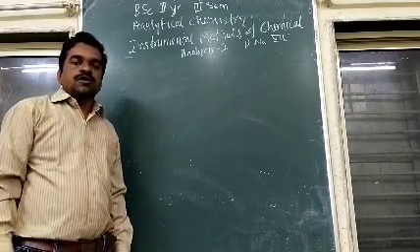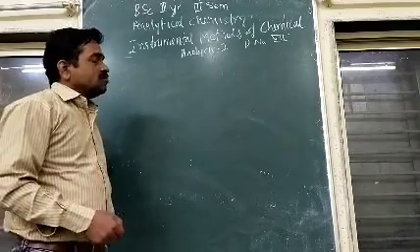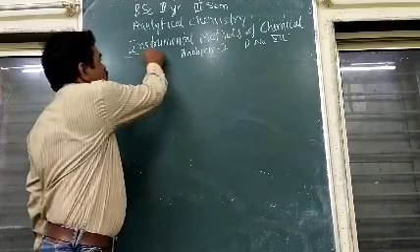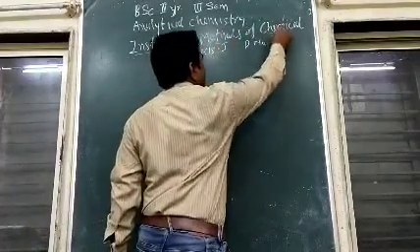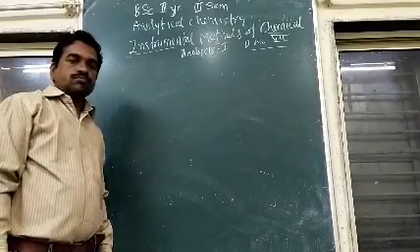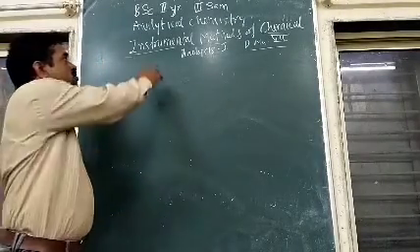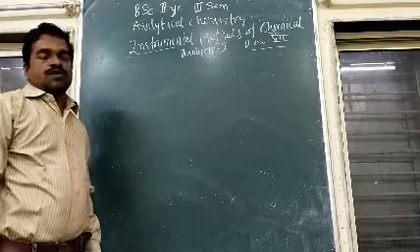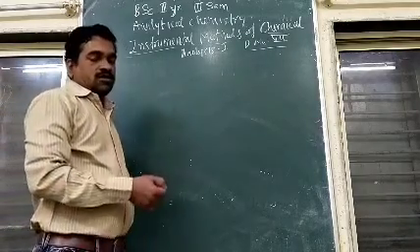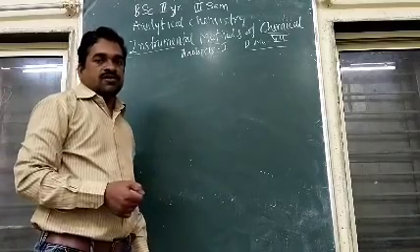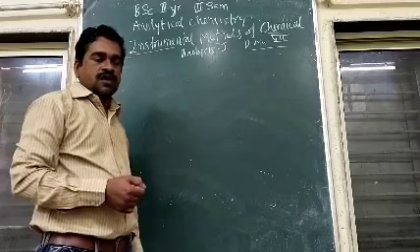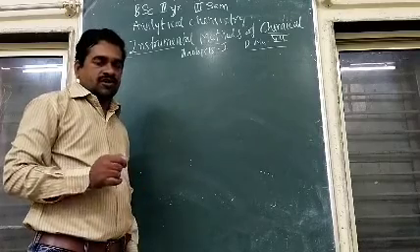We are going to study analytical chemistry. In that, we have to study the paper Instrumental Methods of Chemical Analysis, paper number 7. This paper will be taught by me. This paper is for 50 marks. 10 marks is internal marks for your continuous assessment and 40 marks for university examination.